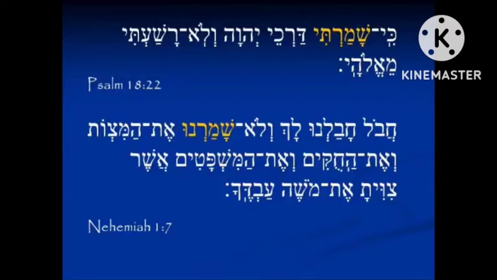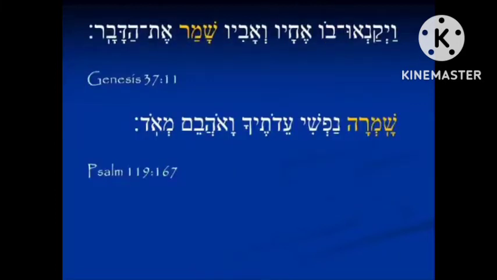Nehemiah 1:7, Chaval chavalnu lach, v'lo shamarnu et ha-mitzvot. Here it's the same root, shamar. We see the suffix nu. That means we, in this case lo, didn't keep the mitzvot. We is indicated by the nu. This is a pa'al verb, but the suffix is always the same, nu, for we did something.